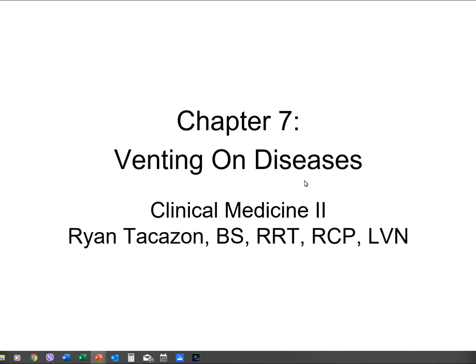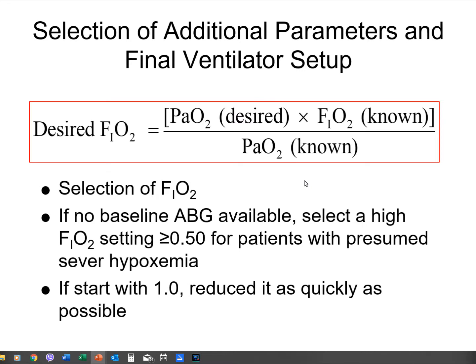We're going to be talking about Pilbeams, Chapter 7, ventilation in diseases, because we'll be talking about diseases and how we put them on mechanical ventilation. So here is a nice, big, fat equation for you. I should have gone over this one before, but I'm going to go over it now. We can determine the desired FiO2 by this equation: desired FiO2 equals the desired PaO2 times the known FiO2 divided by the known PaO2.